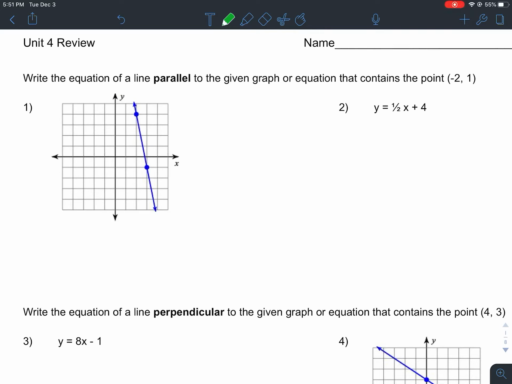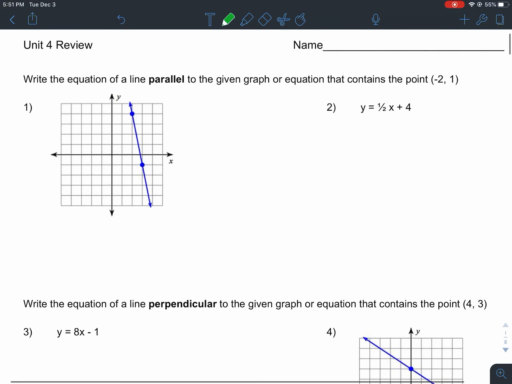Hey guys, in this video I'm going to go over the Unit 4 review, and this video is going to cover questions 1 through 16. Okay, so in the first two problems you want to write the equation of a line parallel to the given graph or equation that contains the point -2, 1.